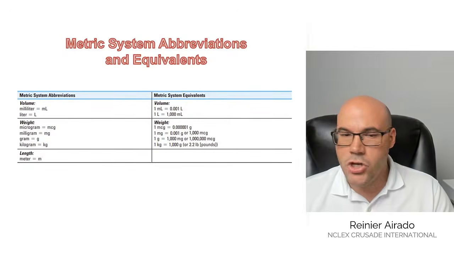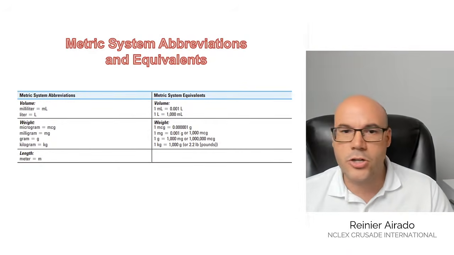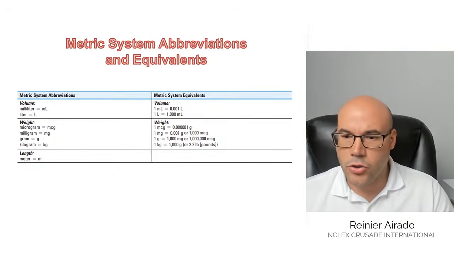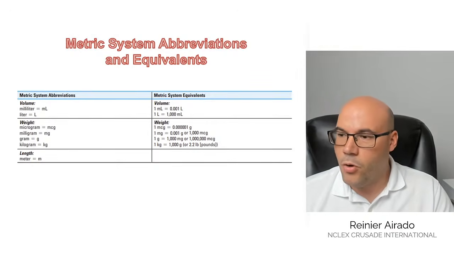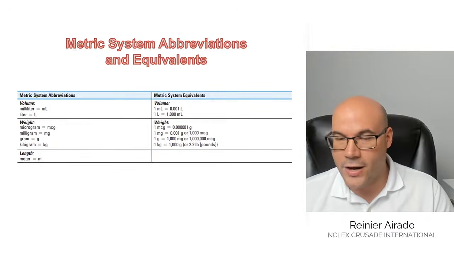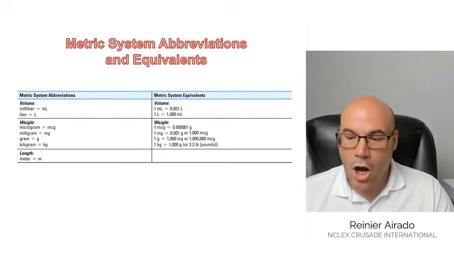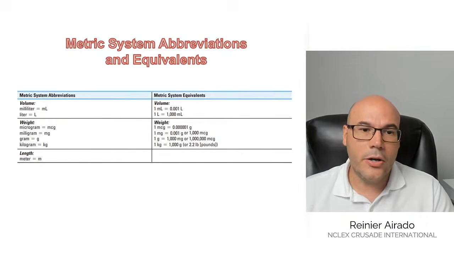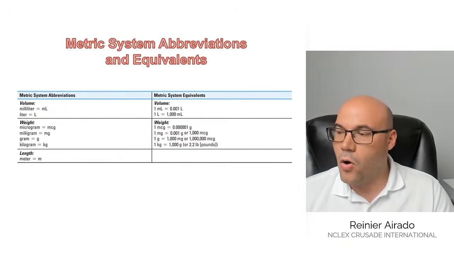Let's say you need to convert from milliliters to liters, or from liters to milliliters, in order to calculate a dosage calculation question. Well, you need a conversion factor. What is a conversion factor? For example, if I say how many milliliters are in 1 liter, in 1 liter you have 1000 milliliters.